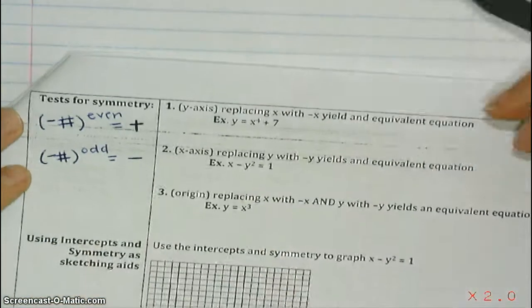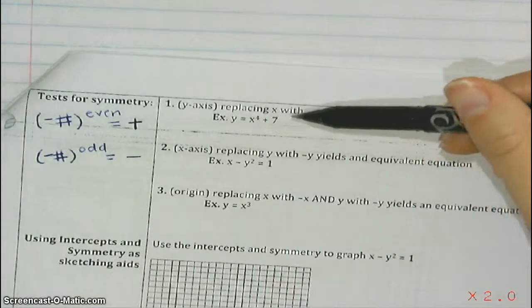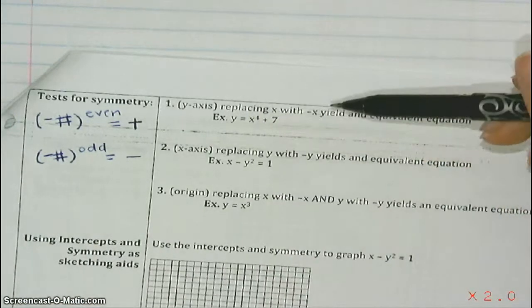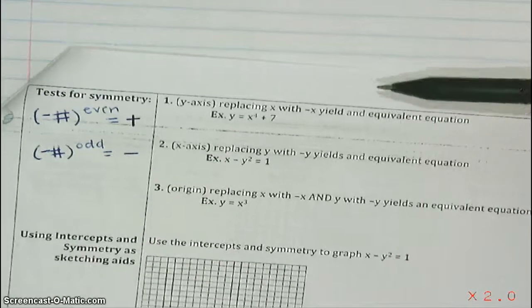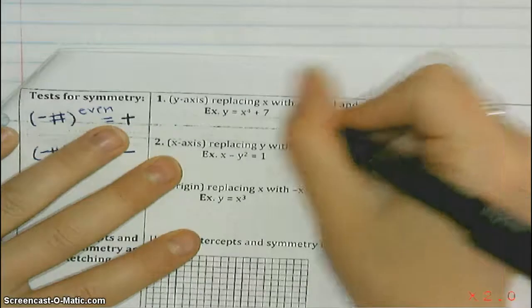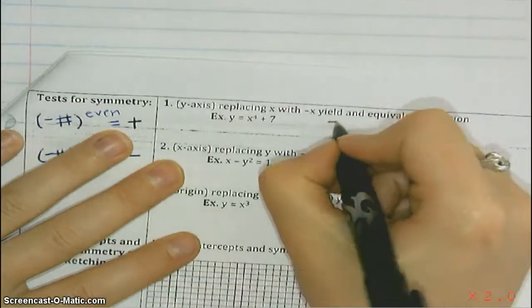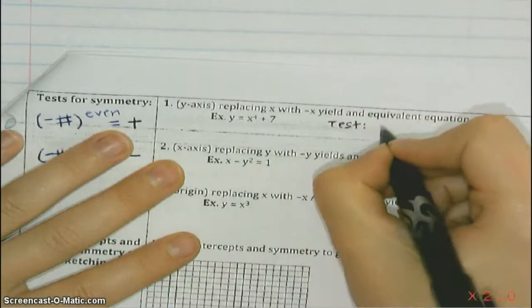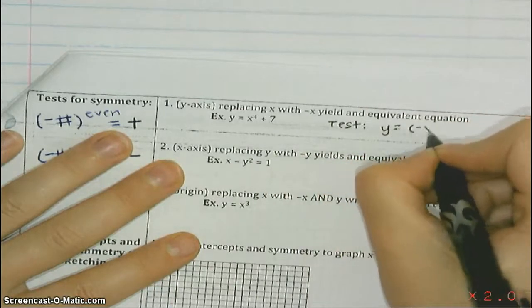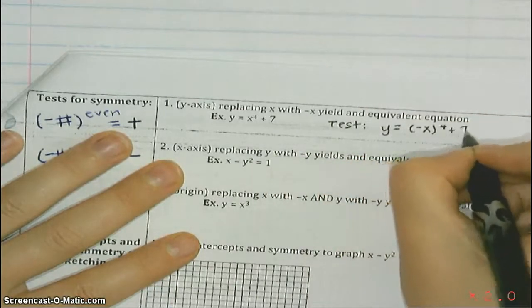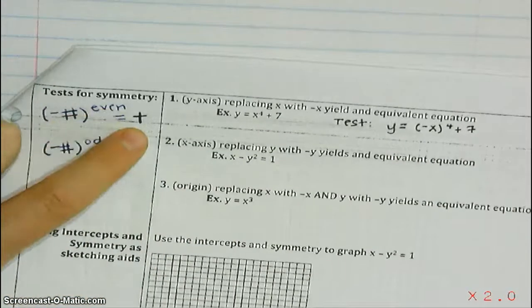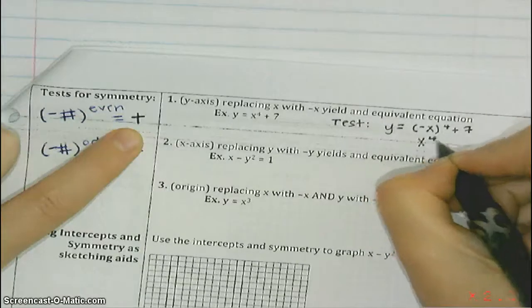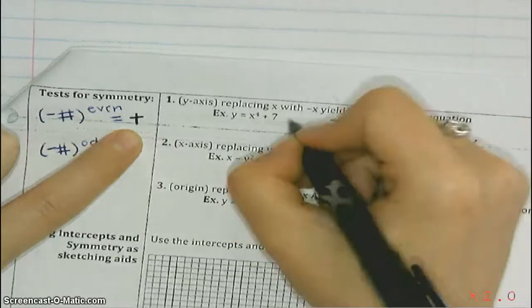Okay, so if we're going to test for y-axis symmetry, what you're going to do is plug in a negative x, and if it simplifies to be the same equation, then you have symmetry to the y-axis. So let's go ahead and test. So here's our original equation. Our test, we're going to take it and plug in negative x. With this little cheat sheet over here, we have a negative number to an even exponent, so we can turn it back to positive. And this is the same as that. Since they're the same, this will have y-axis symmetry.